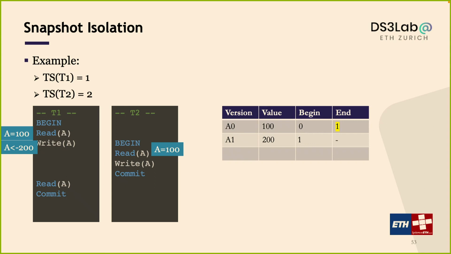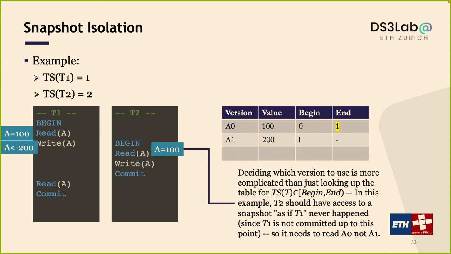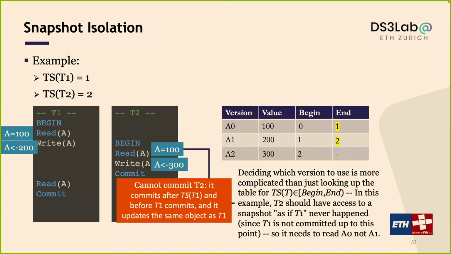And then T2 writes A. What would happen? It's going to create a new version of A, right? So here, like 300, something like this, and update the timestamp. Can T2 commit? When T2 tries to commit, two things could happen. The first is you could allow T2 to commit. The consequence is that when T1 tries to commit, you are going to roll back T1, because there will be a conflict.